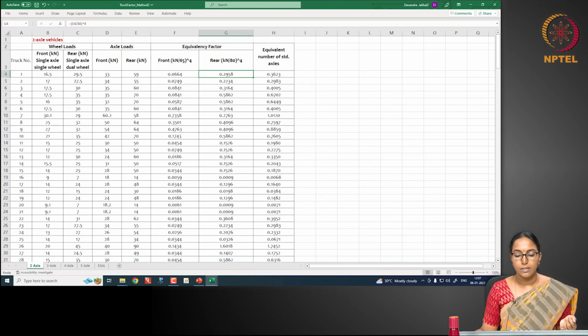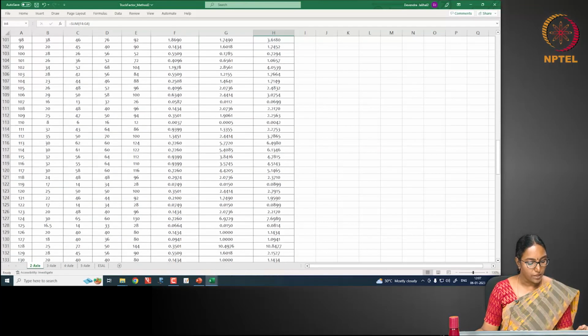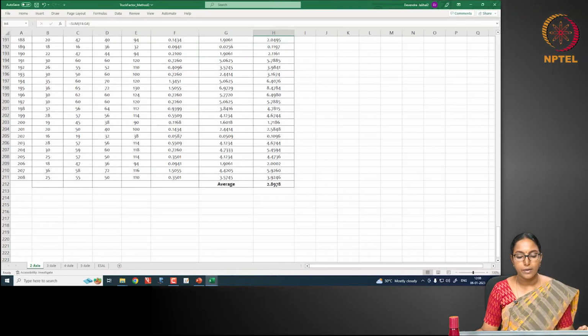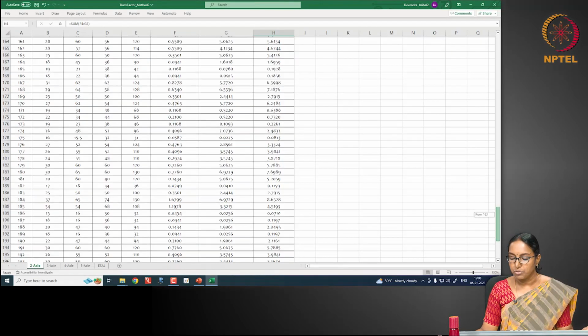So, that will give you the total equivalent number of standard axles of truck number 1. Likewise, you can do it for all the 208. Okay, so for all the 208 trucks, what you have done is that you have simply calculated the equivalent single axle loads rather than grouping them into any bins.